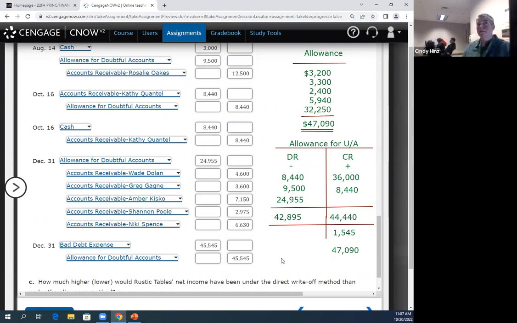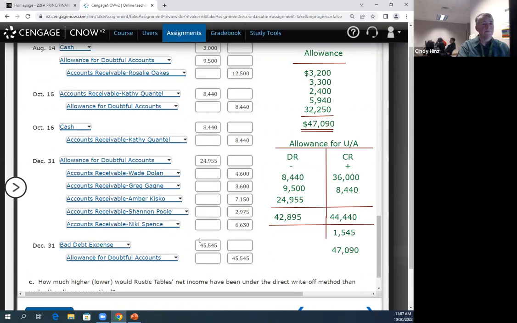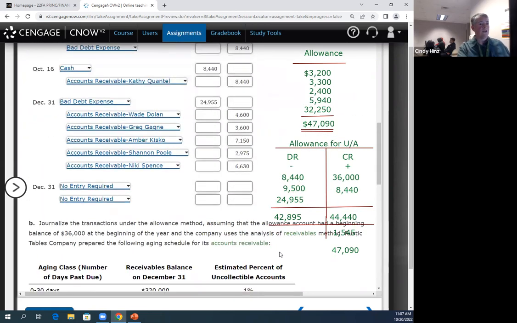Everybody good? So the last question is, how much higher or lower would Rustic Table's net income have been under the direct write-off method than under the allowance method? So under the allowance method, here's the expense we reported for this year, $45,545. How much did we report in total under the direct charge-off method?